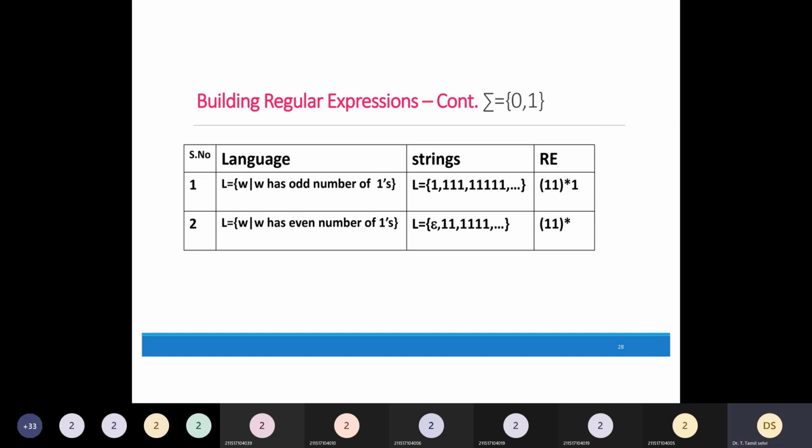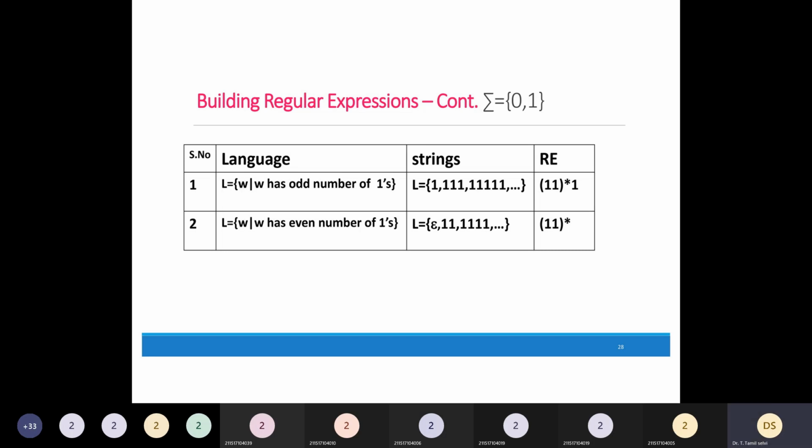And then next one, this is building the regular expression from the given language over the alphabet 0, comma 1. So here the alphabet is 0, comma 1. So see the first one, the language L equal to W. W is nothing but the set of strings, so W is used to represent the set of strings over the language. Here the condition on W is that it should have an odd number of ones.